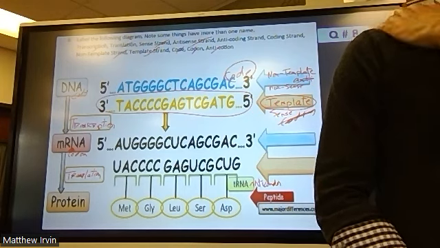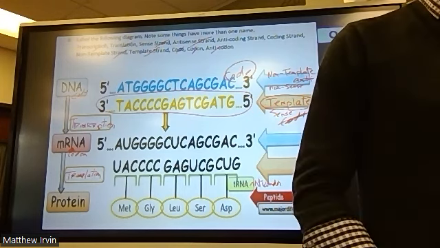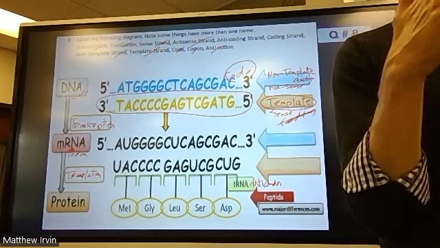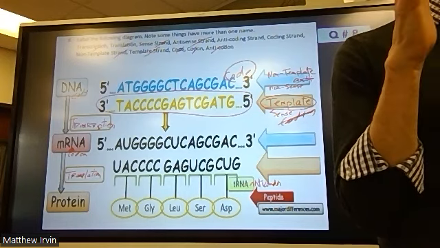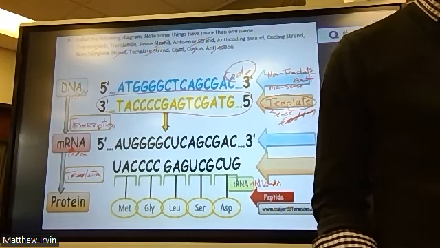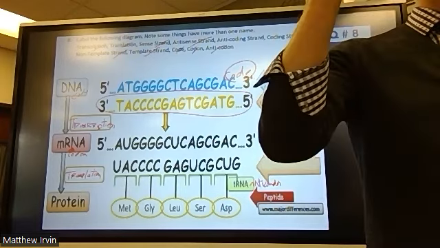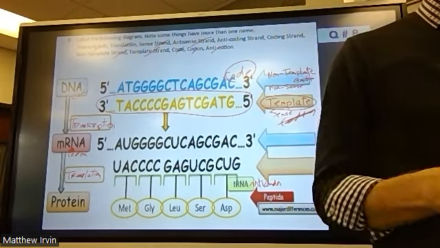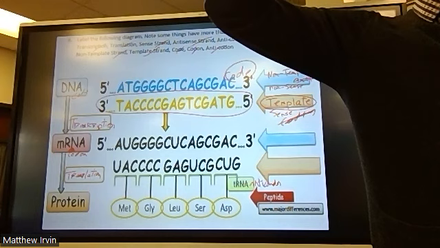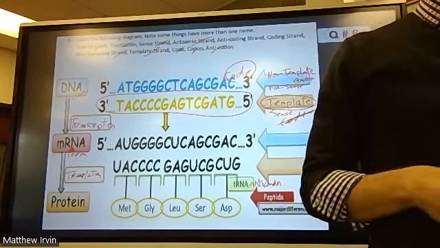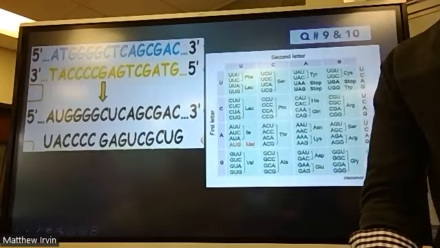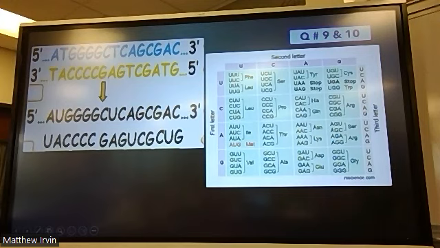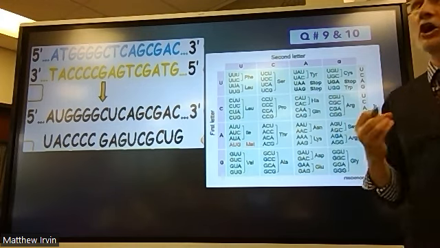So if I can find them in my list of practice tests, there's a specific question that I want you to do on the quiz that is all about which strand goes with which, but just look for the 3 to 5 that makes the 5 to 3 to read it. This will be on there probably in some form or another. This is your codon chart. So remember, it's the codon chart.